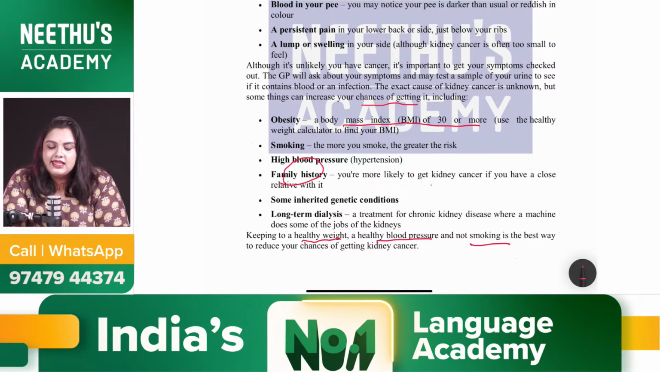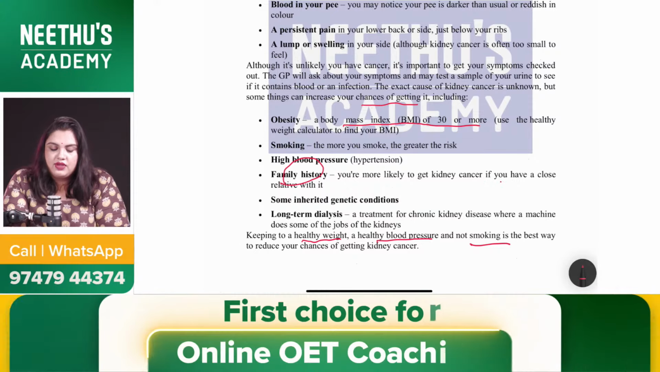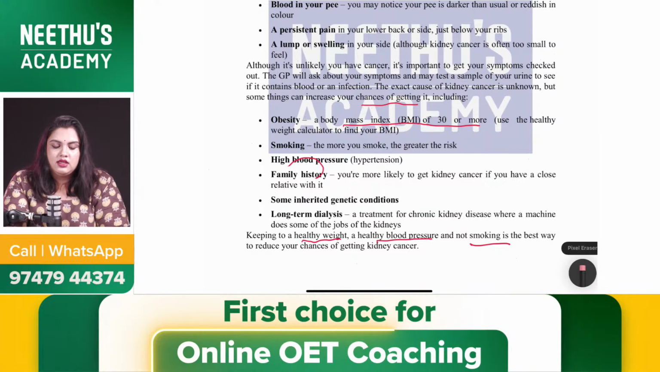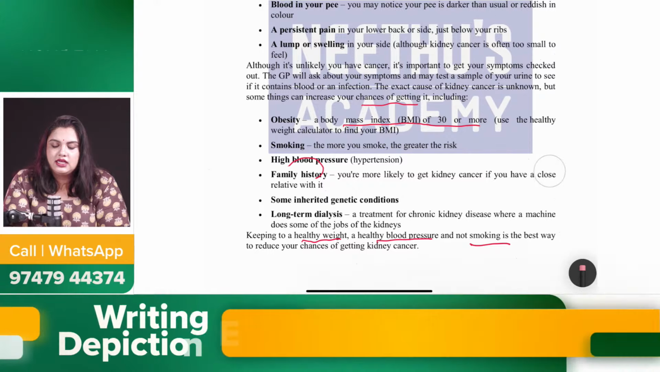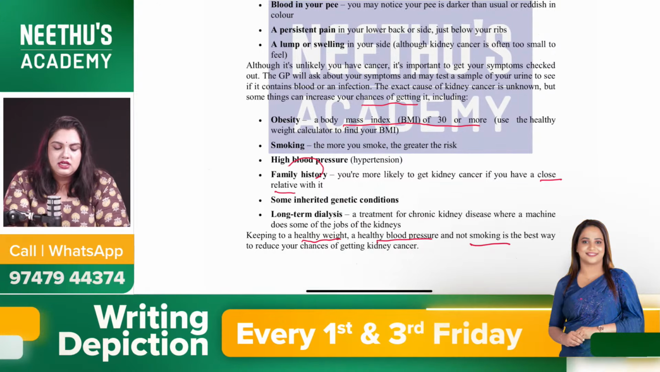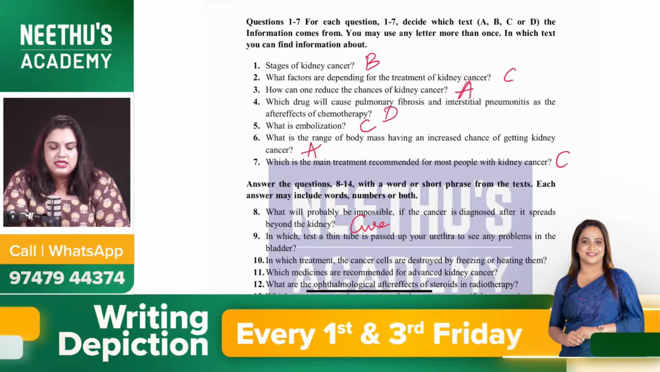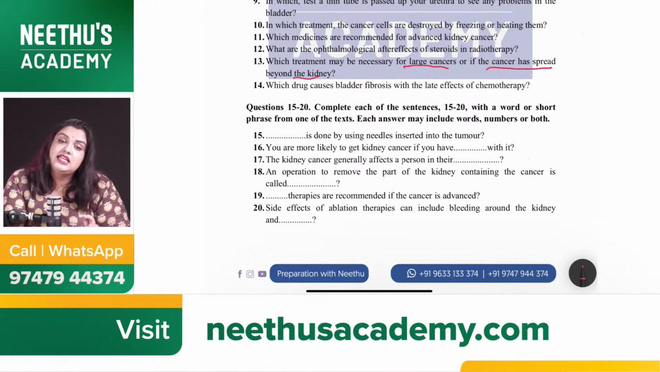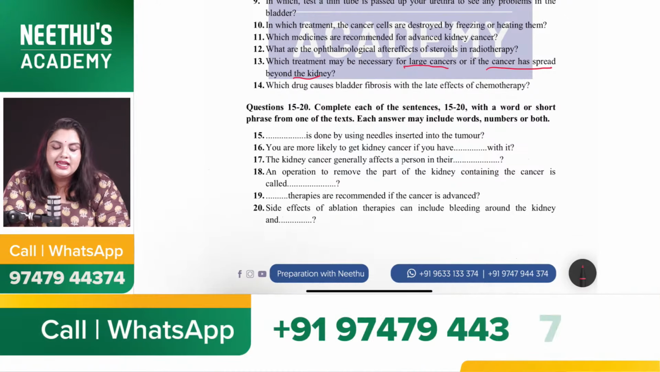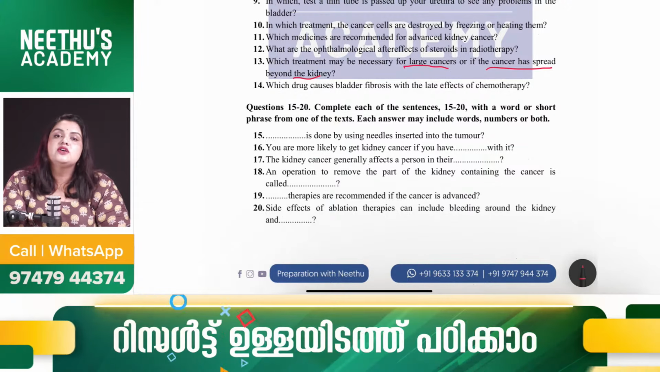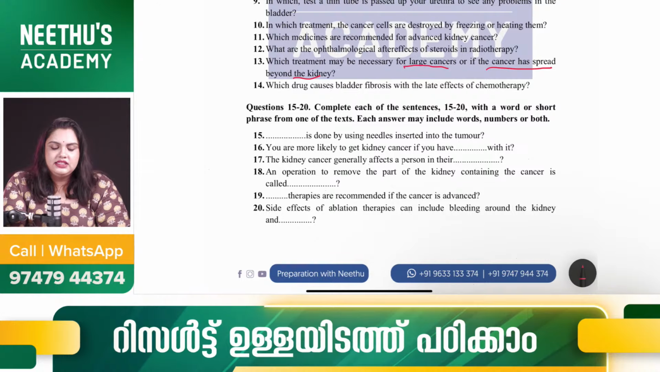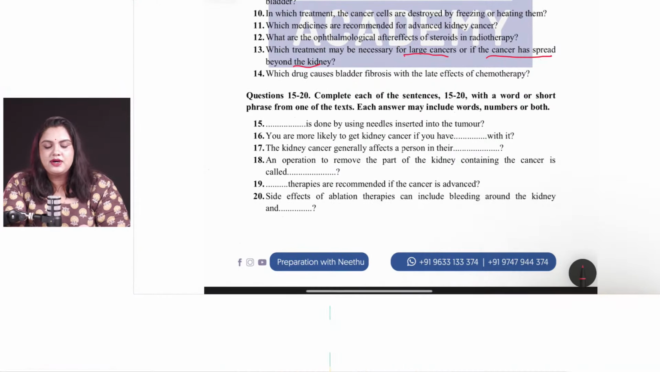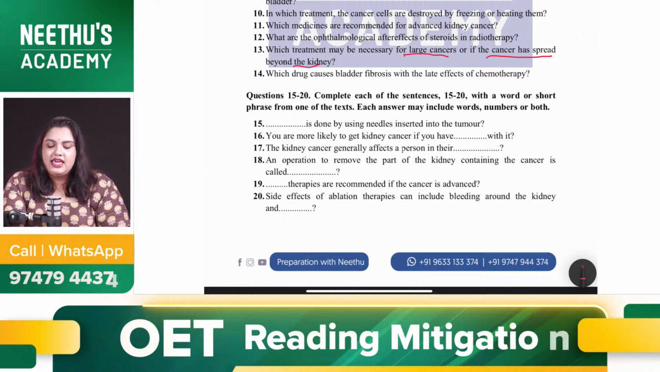You are more likely to get a kidney cancer if you have a close relative with it. So the answer to question number 16 is close relative. Text A says at the end, you are more likely to get a kidney cancer if you have a close relative with it. Yes, Megha, close relative is the answer. Question number 17. Kidney cancer generally affects a person in their age group.